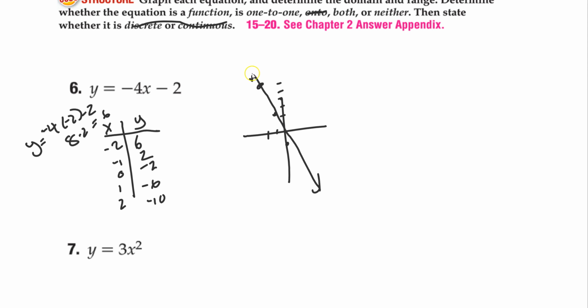Again, I'm terrible at drawing lines. So, there I go. Not the right graph. It should be a little lower, but whatever, I'm going to go with it. And I want to know if it's a function, if it's one-to-one. It is a function, it passes the vertical line test. And it also passes the horizontal line test. Alright, so it's a one-to-one function.